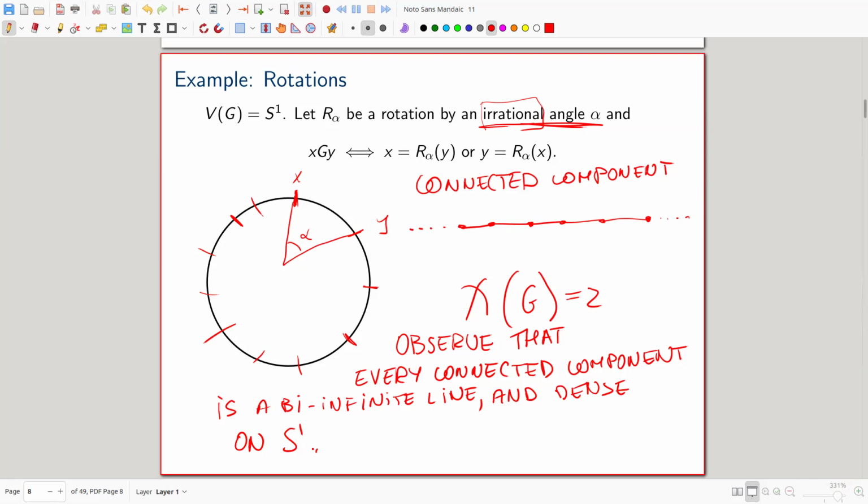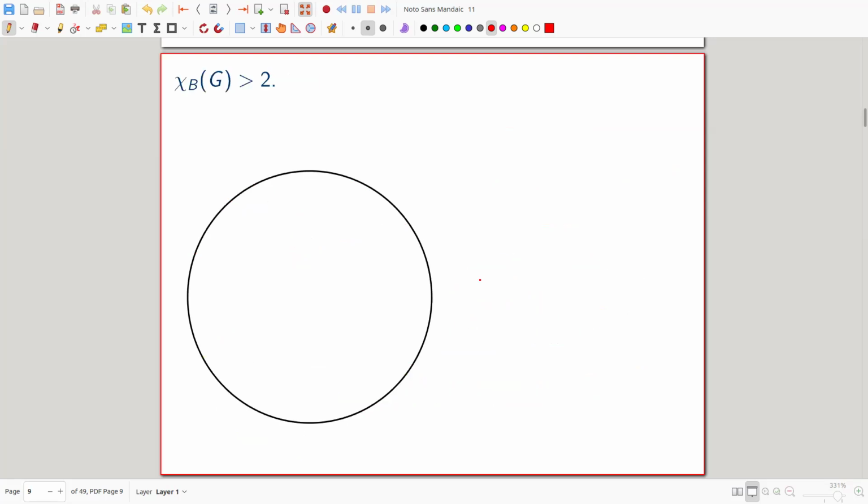Okay, cool. And I claim that this example shows, this is why people like this example, this example shows that there is a dramatic difference already between the normal chromatic number and the Borel chromatic number. Here, the normal chromatic number is 2, and the claim which we are going to prove is that the Borel chromatic number is actually greater than 2. So why is it the case? So let's show this.